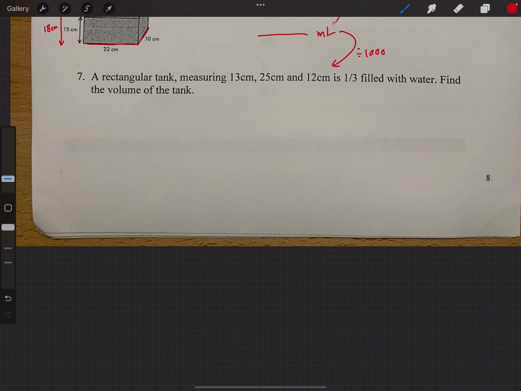Okay, page 9. Find the area of the shaded figure. So to find the area, we just find the area of the big one minus the area of the small one. Because when you find the area of the big one, here's what happens. You get all of this.